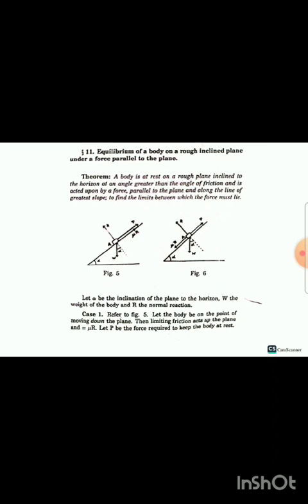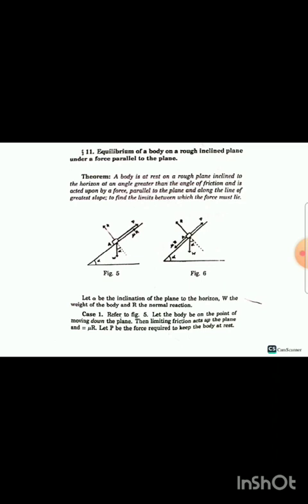Now, let alpha be the inclination of the plane to the horizon, W the weight of the body, and R the normal reaction. In this theorem we are splitting into two cases. For case 1 we'll take figure 5, and for case 2 we'll take figure 6. In case 1 we refer to figure 5. Let the body be on the point of moving down the plane. Already we know that if the object moves downwards, the friction acts upwards, so both are in opposite directions.